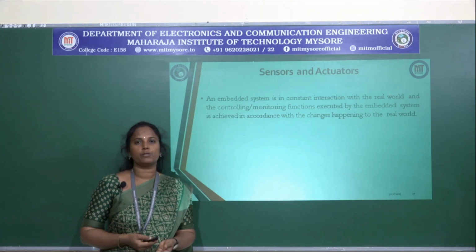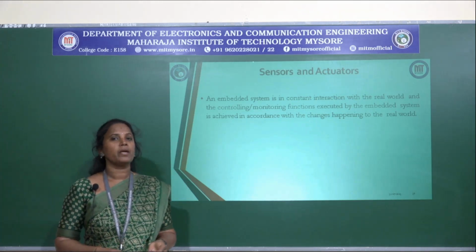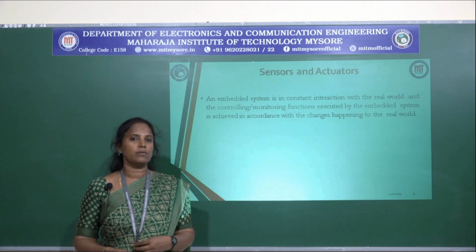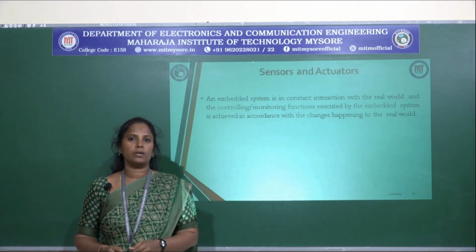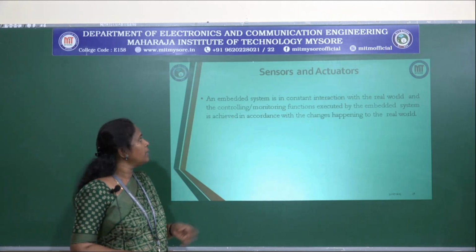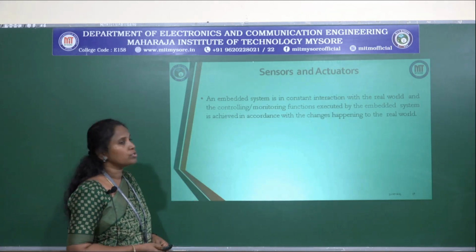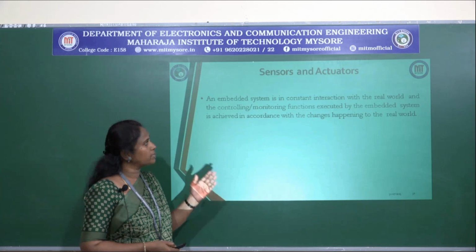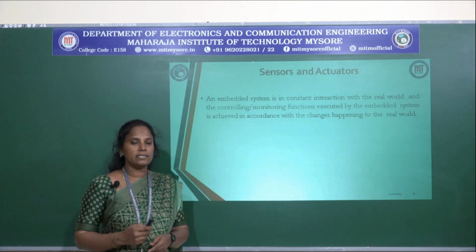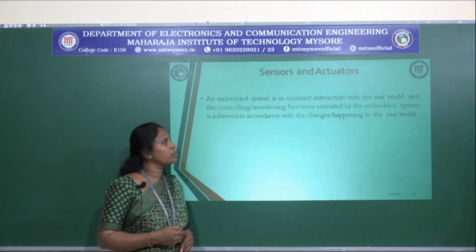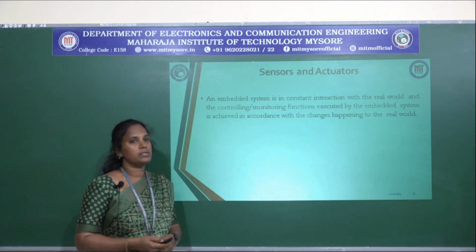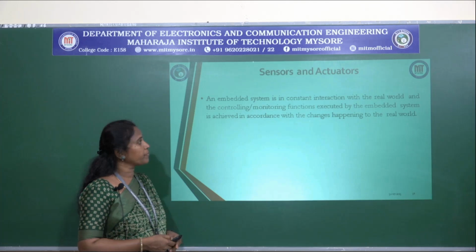As we were discussing with respect to the elements of an embedded system, we saw that sensors are the ones present at the input end and actuators are the ones present at the output end. So what is a sensor? You know that all embedded systems interact with the real world, and they are going to control or monitor the functions executed by the embedded system.